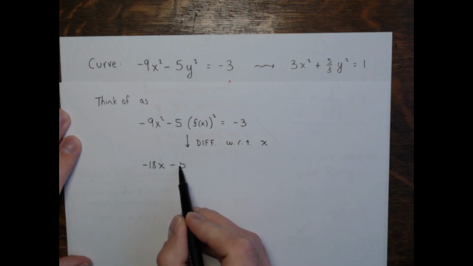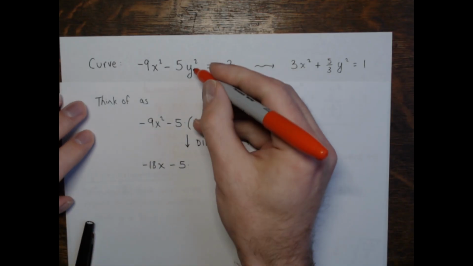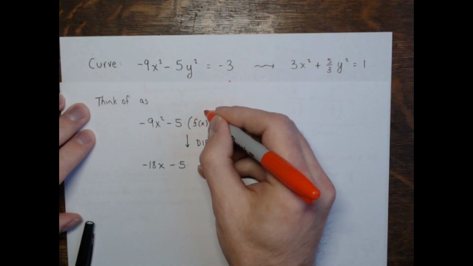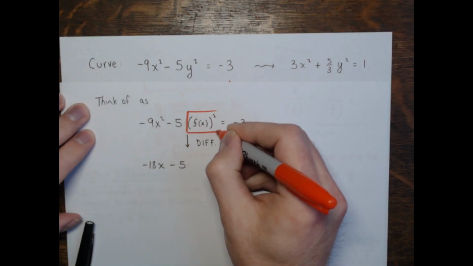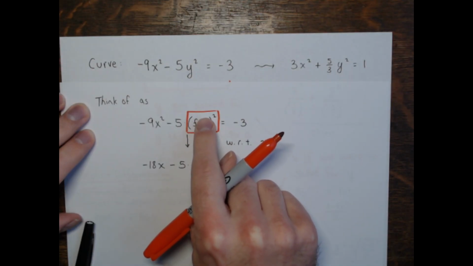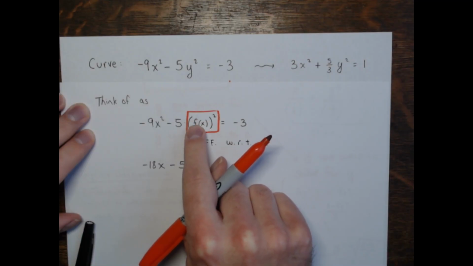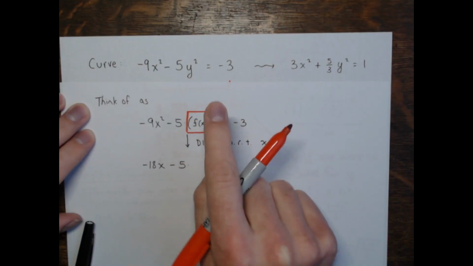Then we have -5 times, and then when I'm looking at this, the y squared, again, y is implied to be some expression with x in it. So it's some function of x, square root of 3 minus 9x squared over 5. Some expression with x in it, squared.